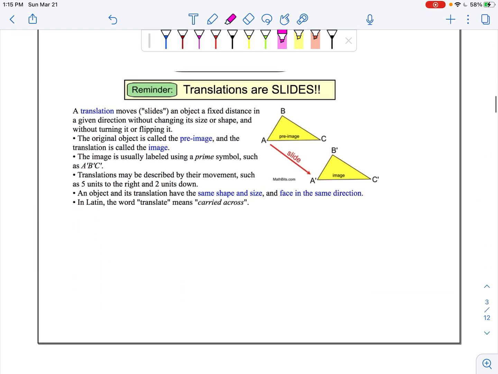So when you're talking about a translation, remember it is a slide. And because it is a slide, you are keeping the same shape and size and it's facing the same direction. So you still have those pre-image, which is the original one, and then your image, which is the new one. And the image is indicated by that prime mark.